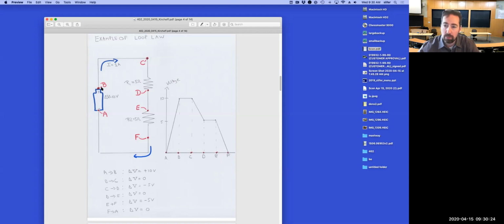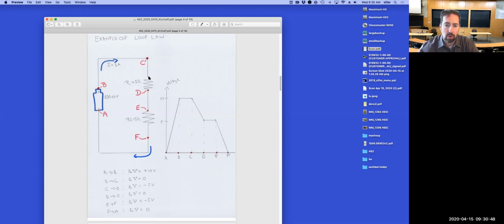So going from B to C, I have no resistance, so there's going to be no potential change going from B to C. And that is signified in this plot. Going from this point to this point, I stay at 10 volts. The consequence of that is anywhere along this, from this positive terminal over to the start of the resistor, is at the same potential, 10 volts.